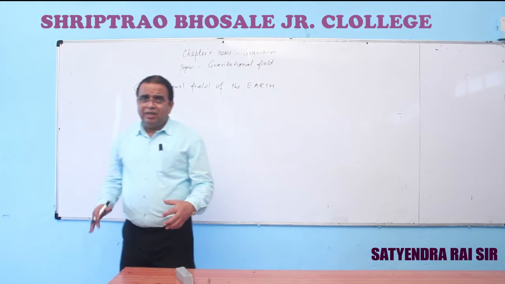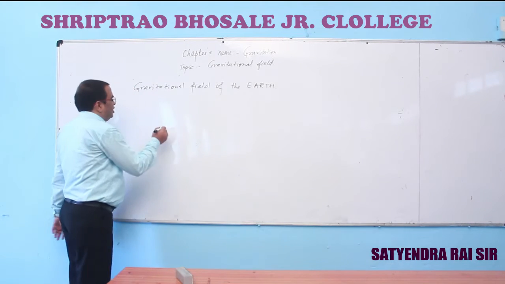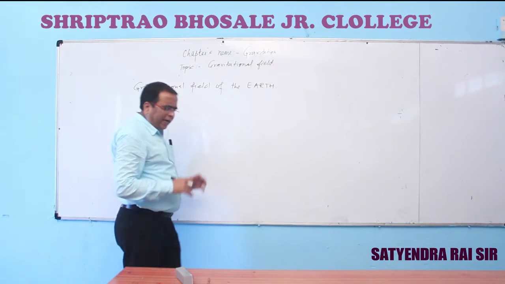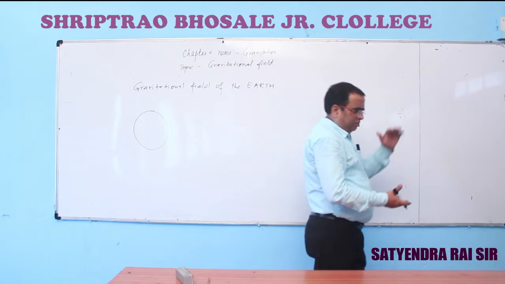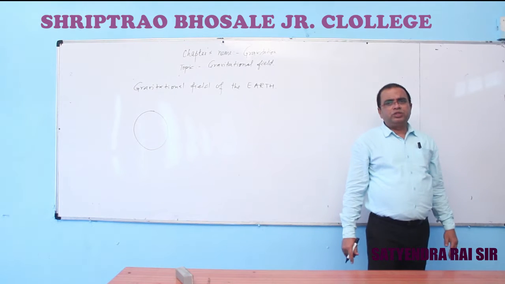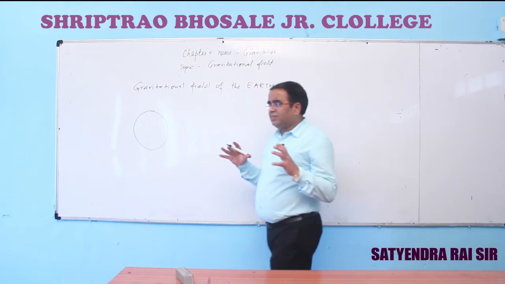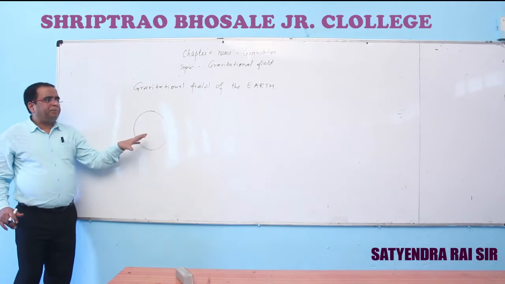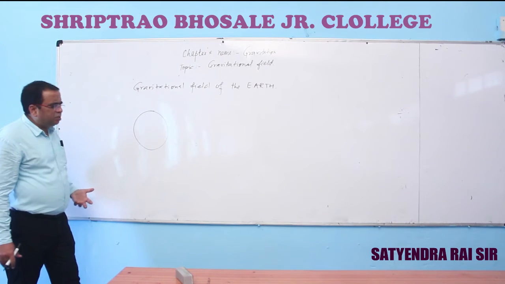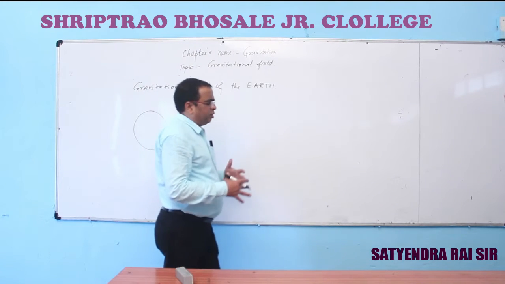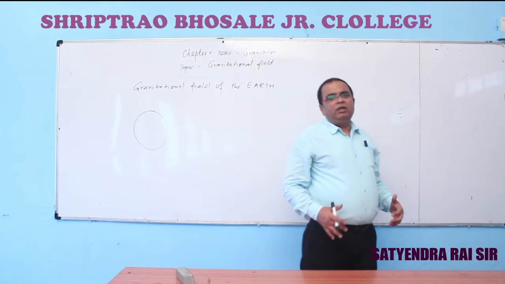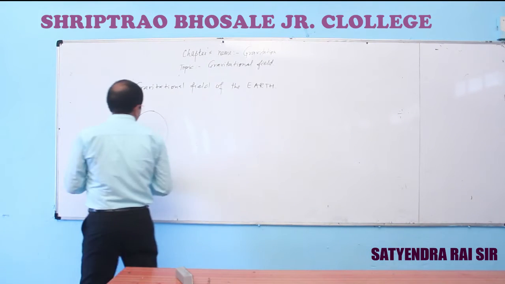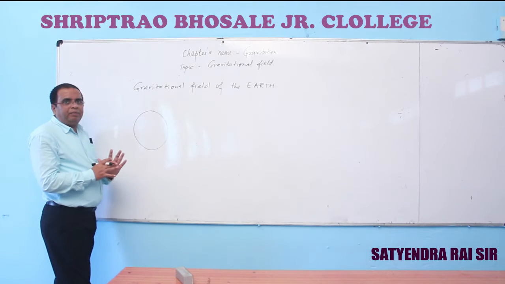And what does the Earth look like? Earth looks like a sphere, right? In fact, it is not a perfect sphere, a bit flattened at the poles. That means its radius is not uniform. It is not a perfect sphere, but just for the sake of calculation and studies, we are simply considering it as a perfect sphere. Practically, it is not a perfect sphere.